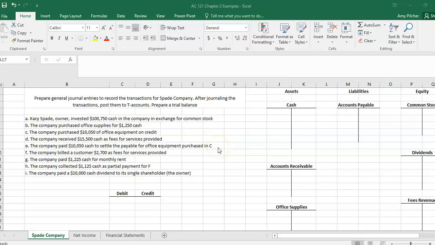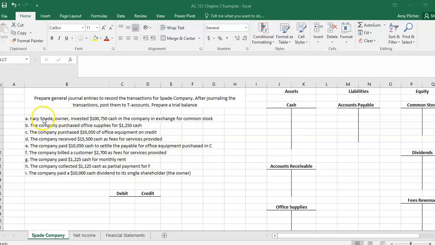This video looks at Chapter 2 examples for Accounting 121. You can find a copy of this spreadsheet in my.Wartburg. So in the first example, we're going to be looking at journal entries for transactions.